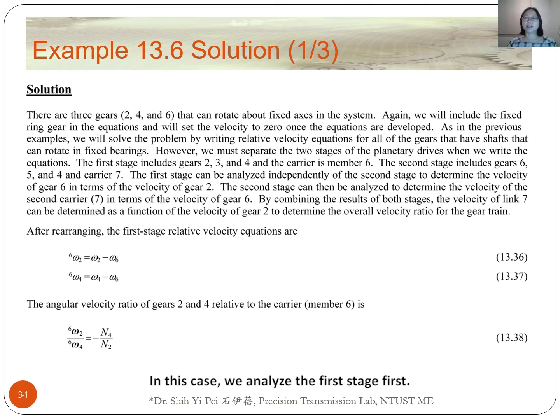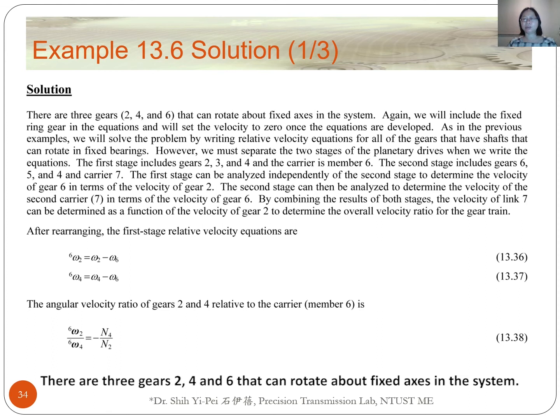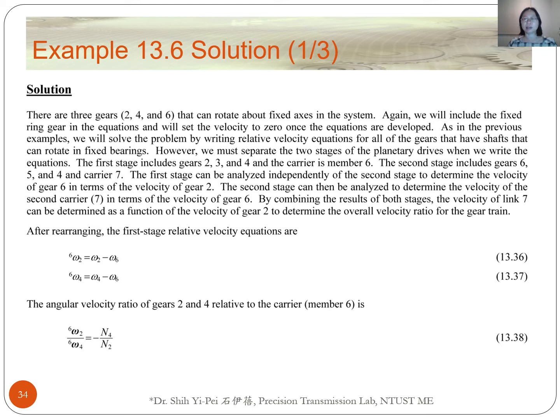In this case, we analyze the first stage first. There are 3 gears, 2, 4, and 6. They can rotate about fixed axis in the system. Again, we can write relative velocity equations for all the gears that have shafts that can rotate in fixed bearings. They are omega 26 is equal to omega 2 minus omega 6, and omega 46 is equal to omega 4 minus omega 6.